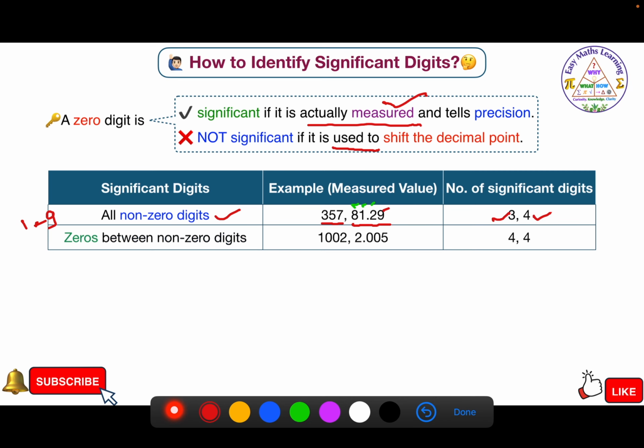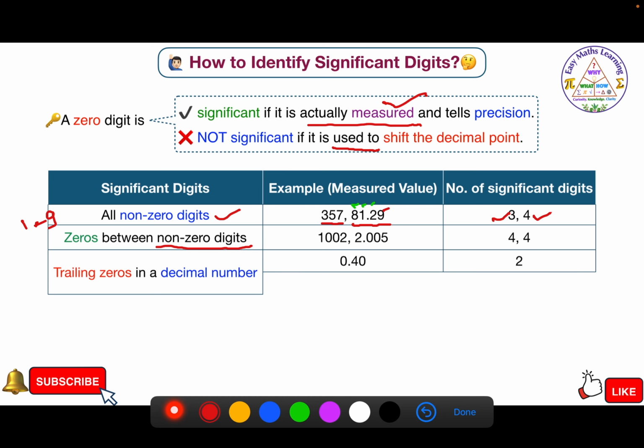The second point is that zeros between non-zero digits are significant because they are part of the measured value. Example, 1002. Here the zeros between 1 and 2 are significant. So the total significant digits are 1, 2, 3, 4. So 4 significant digits in 1002, and in 2.005 we have 4 significant digits.